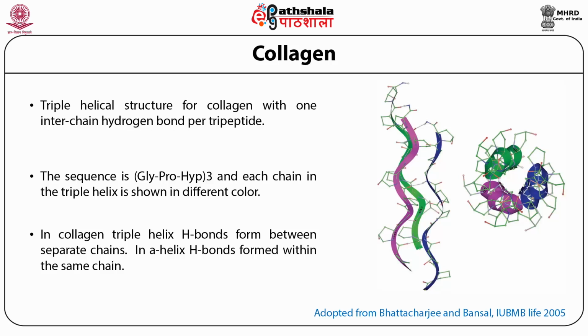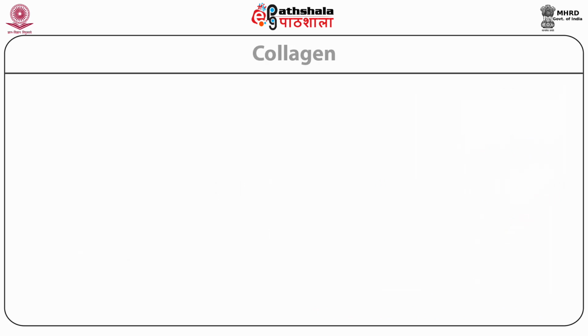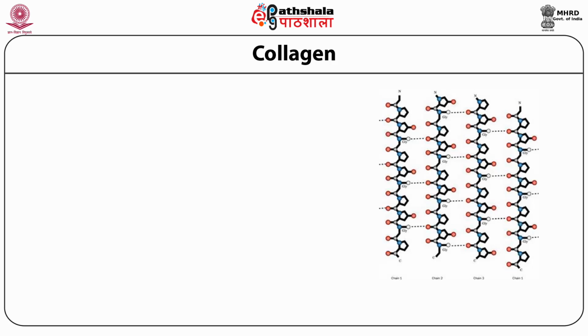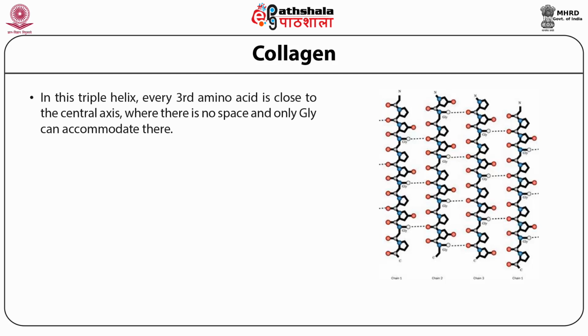In an alpha helix, the hydrogen bond is formed within the same chain. As I said before, in the alpha helix the hydrogen bond is within the same chain, where between residue 1 and the 4th residue you have a hydrogen bond, with 3.6 residues per turn. In the case of collagen, it is a hydrogen bond between chain 1 to 2, 2 to 3, 3 to 1, and so on, back to the first chain. So in the triple helix, every third amino acid is close to the center of the axis, where there is no space and only glycine can be accommodated. Any other residue, if it comes in the center, deforms the triple helix.